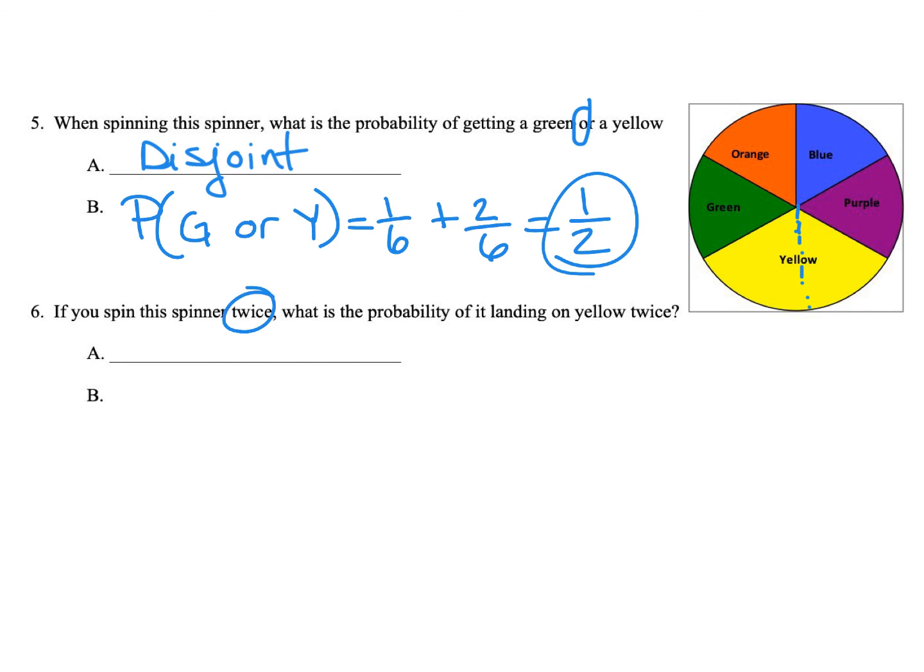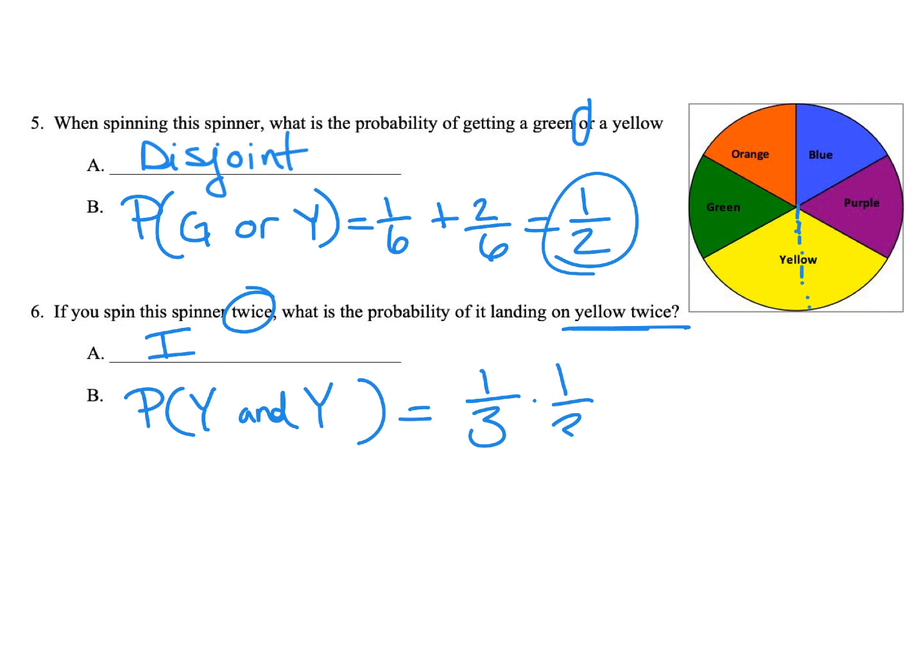Now, if you spin it twice, independent or dependent, this is going to be independent because what you get the first time doesn't affect what you get the second time. And we want to see yellow twice, so this would be yellow and another yellow. So yellow is 2/6 or 1/3. So 1/3 times 1/3 is 1/9.